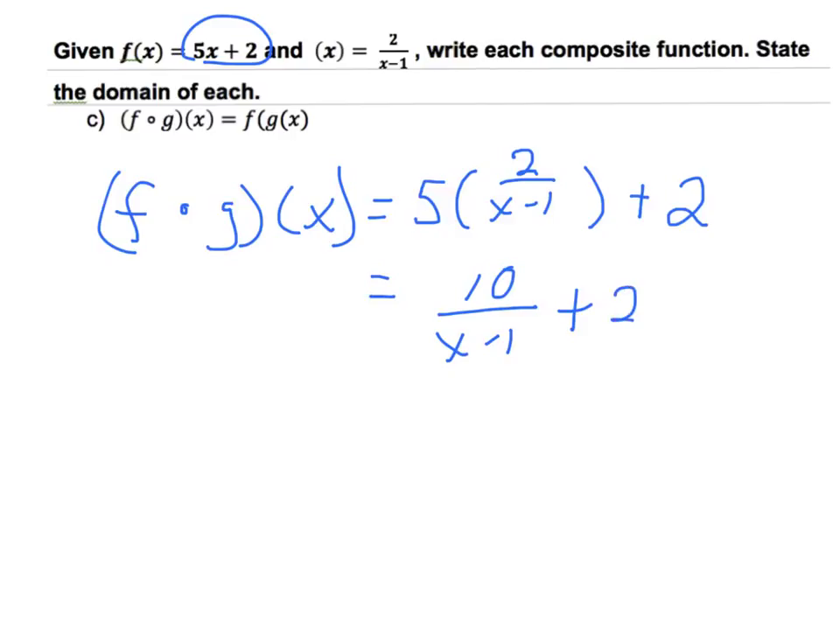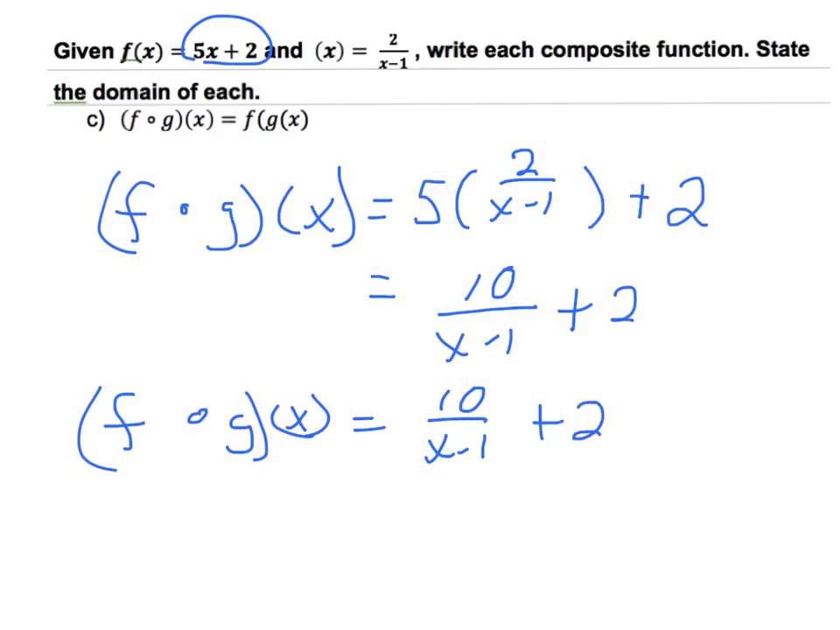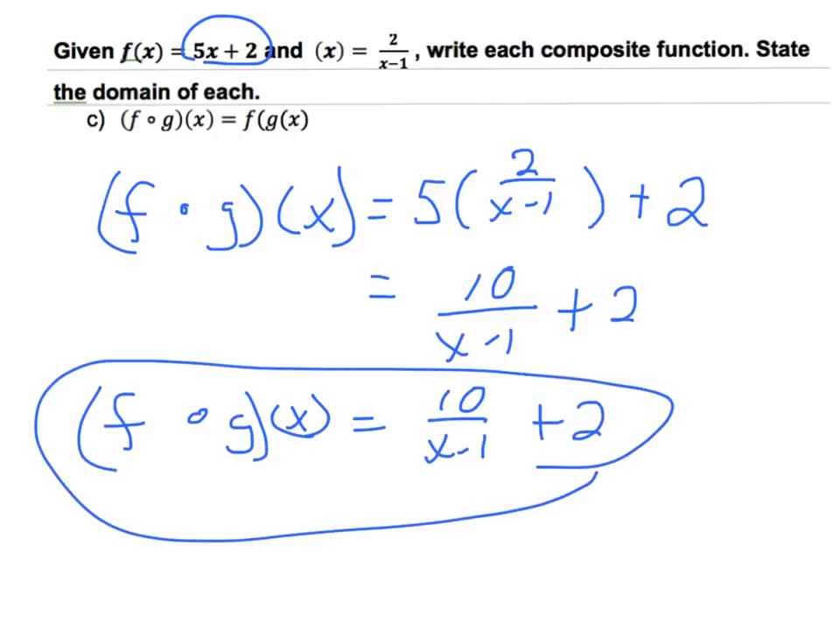So that tells me that the f of g of x function, the composition of these two functions, will be 10 over x minus 1 plus 2. And that's the composition of those two functions.